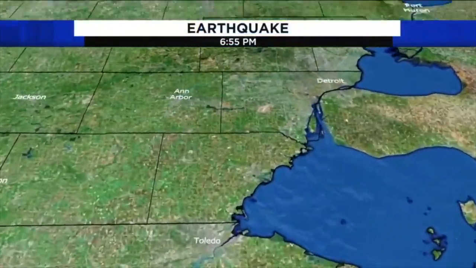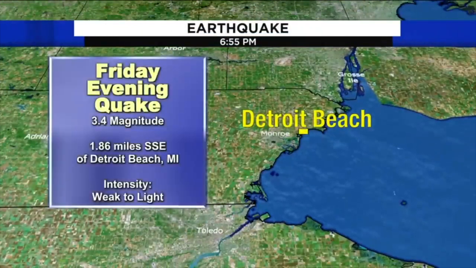Welcome to Friday evening, everyone. I'm meteorologist Andrew Humphrey. We fielded several phone calls about houses shaking, buildings shaking, feeling the ground moving in Monroe County. Well, it is not your imagination, folks. Those of you who are in Monroe County near the city of Monroe, we had an earthquake this evening at 6:55 p.m. That was just about an hour and a half ago, just under 2 miles south-southeast of Detroit Beach. That's where the epicenter was. Intensity was weak to light, so it was a very minor quake, 3.2 to 3.4 magnitude on the Richter scale, but felt as far away as places like Novi, the southwest side of Detroit, even southern Macomb County around Warren. So far, no other quakes, but I'll keep an eye on it for you. I'm meteorologist Andrew Humphrey. More coming up at 11 o'clock.